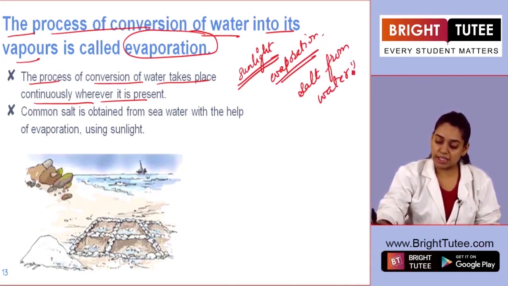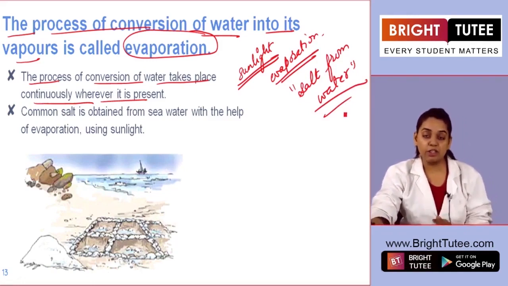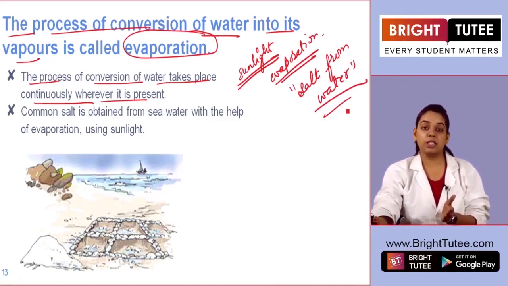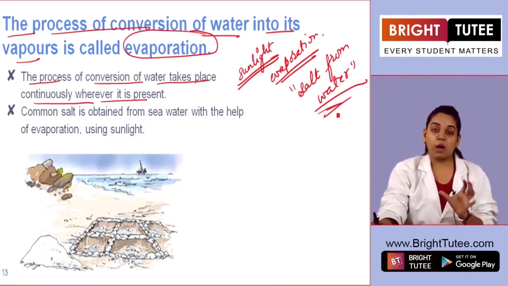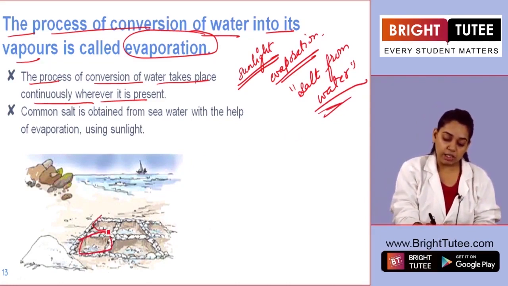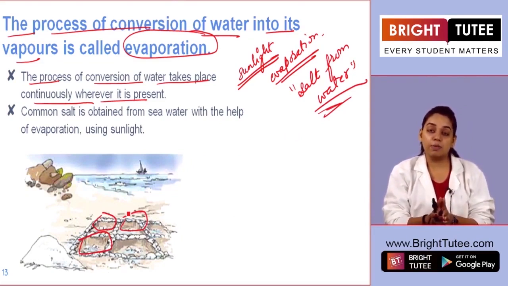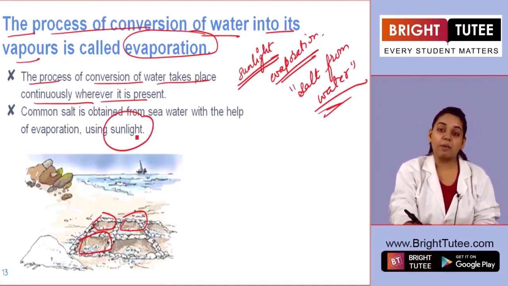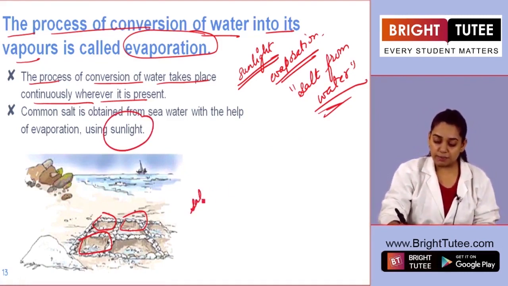And do you know that sea water contains a large quantity of salt, and the common salt that we consume every day is obtained from sea using the process of evaporation. What we do is there are shallow pits near sea water, and water is made to stand in these shallow pits, and due to the sunlight this water evaporates and these pits are left with salt in them.